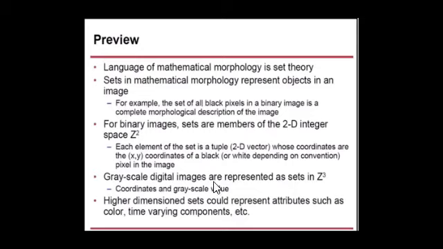then grayscale images are represented as sets in Z cube. For grayscale digital images, we use the coordinates and grayscale values. If we increase the number of dimensions, we can represent more attributes like color. We can represent any color in the form of RGB content. Then time varying components of images can also be represented.